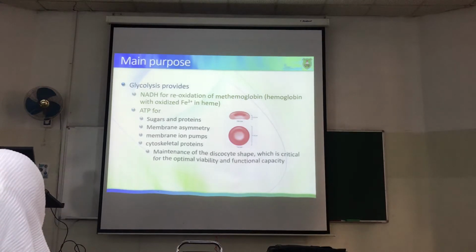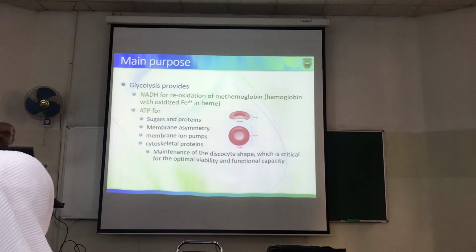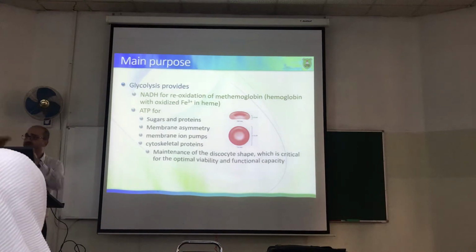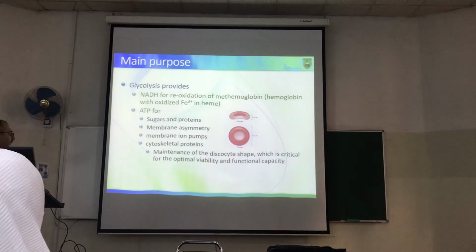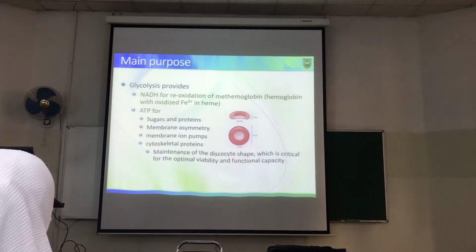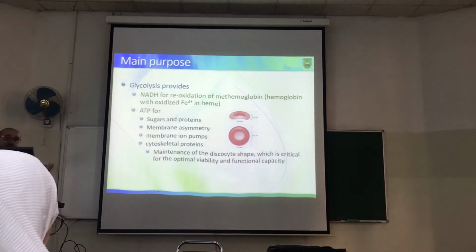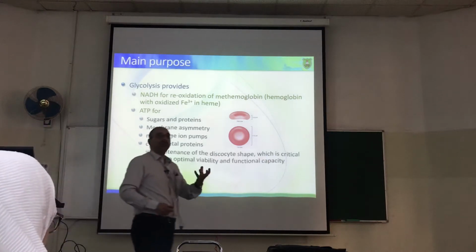In addition, ATP is needed for membrane asymmetry, that is the differential distribution of proteins on the plasma membrane of red blood cells. It's important for the function of ion pumps. Ion pumps are important as well for regulating the amount of potassium and sodium inside the cells, and that is important as well for maintaining red blood cells, and not only the function but also the shape of these cells.